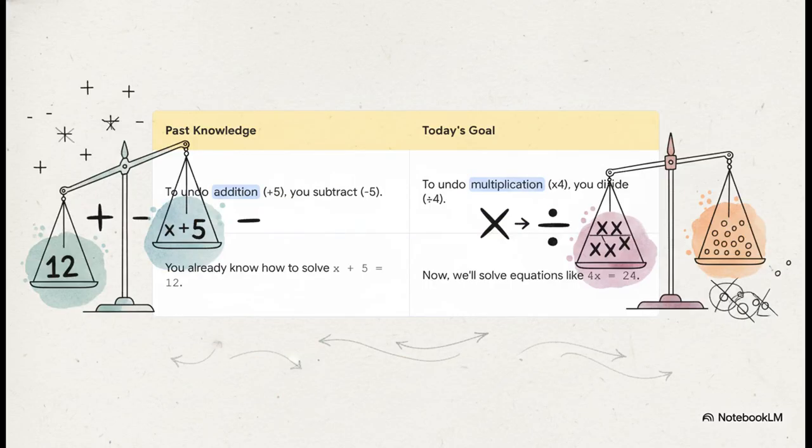And here's the thing. You already know how this works. You know that to cancel out adding 5, you just subtract 5. We are applying that exact same logic here. So, to undo multiplying by 4, what are we going to do? We're going to use its direct opposite, dividing by 4. See? The tools might change a little, but the strategy stays exactly the same.